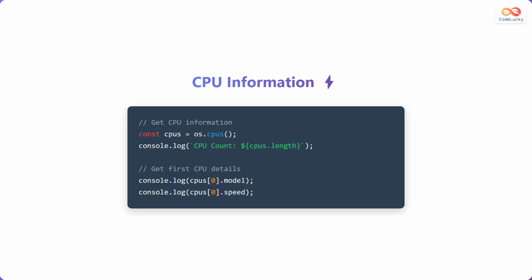The OS module also allows us to gather information about the central processing unit, or CPU. We can use the os.cpus method to get an array containing information about each logical CPU core in the system. We can determine the number of CPUs by accessing the length property of this array. Furthermore, we can inspect the properties of individual CPU objects, such as the model name and clock speed, to get more details about each CPU core.